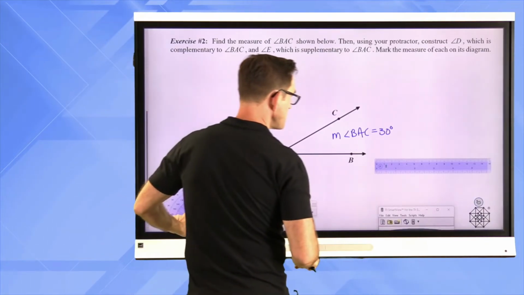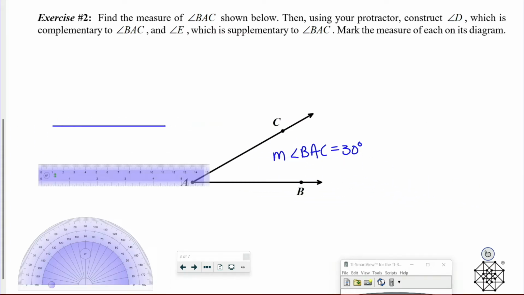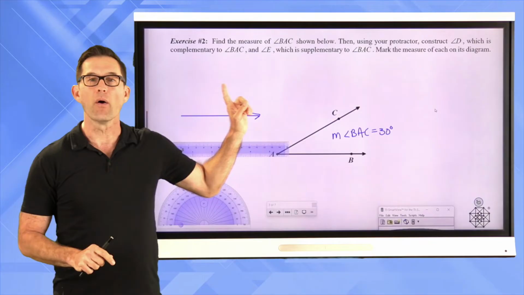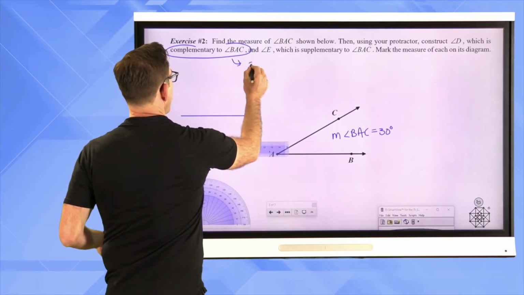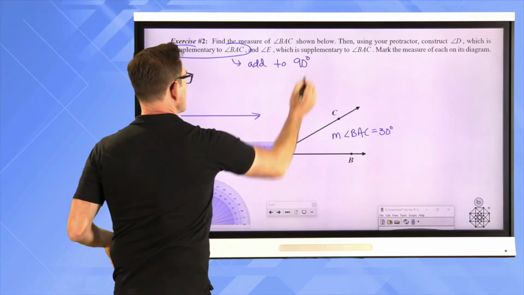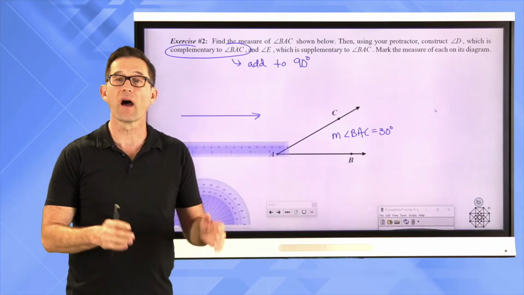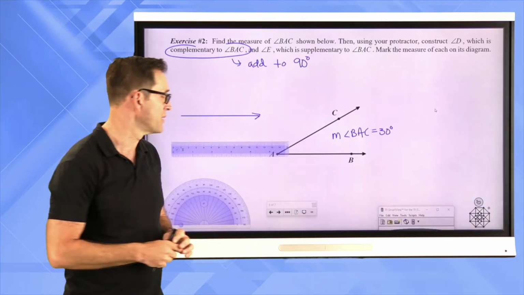Well, the first thing I'm going to do is draw myself a little ray, maybe right up here, just to give myself something to work with. Now, what does it mean to be complementary to an angle that's 30 degrees? Well, for something to be complementary to BAC, it has to add to 90 degrees, must sum to 90, and so hopefully it's obvious that it has to be 90 minus 30, or 60 degrees.